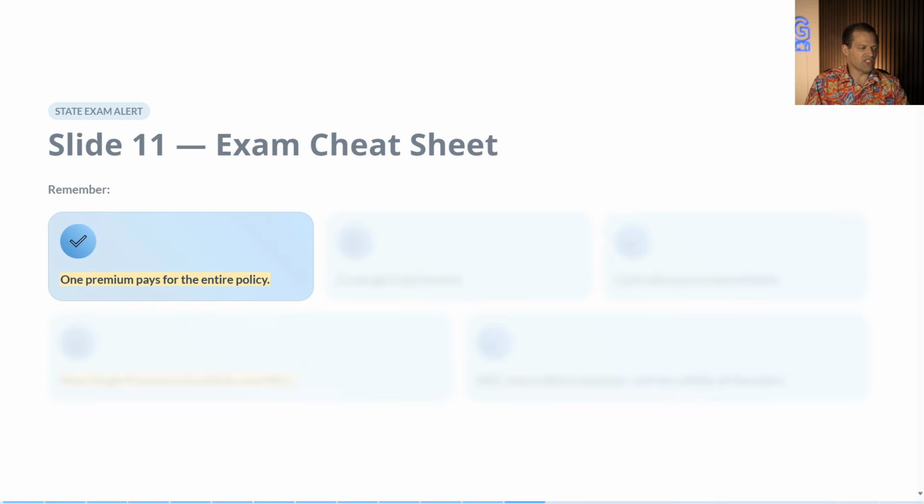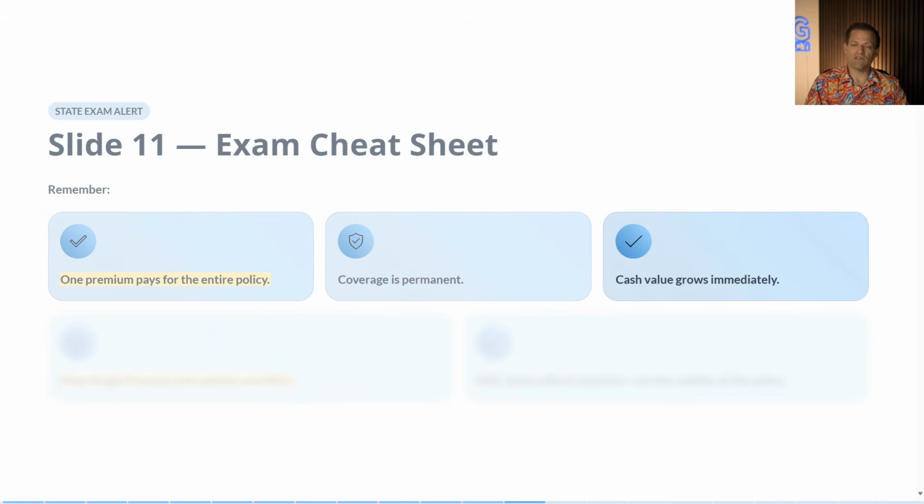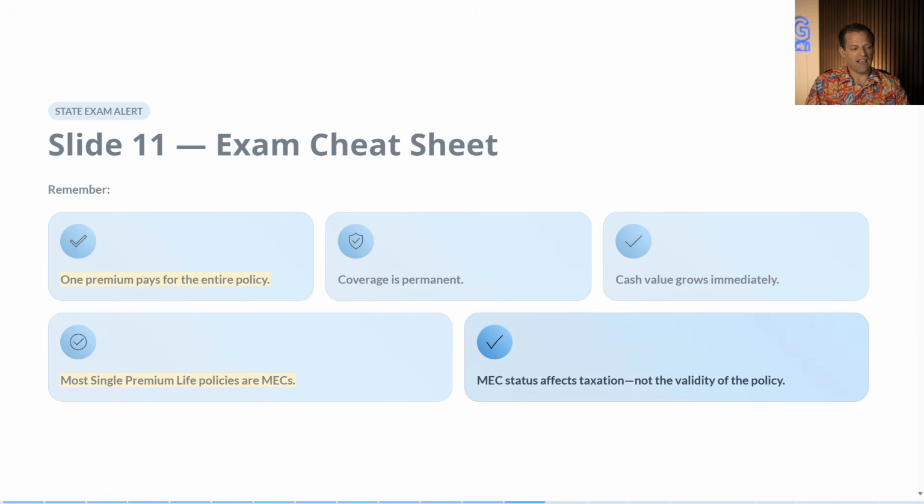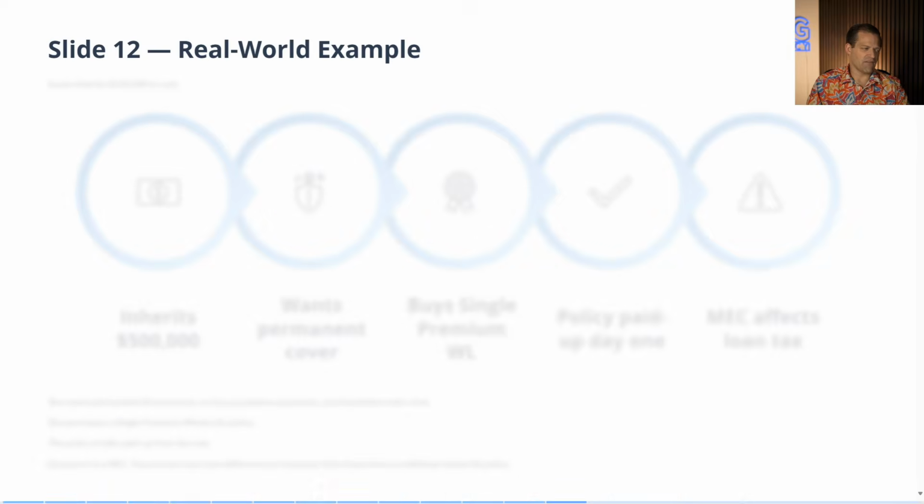So a few exam cheat sheets here. Remember, for this particular topic, single premium policies: one premium pays for the entire policy. It's permanent coverage, where cash value grows immediately. Most single premium life policies are MECs, and it affects the taxation, not the policy coverage itself.